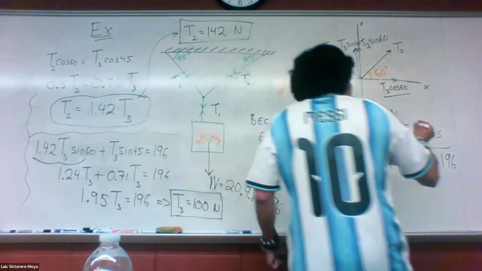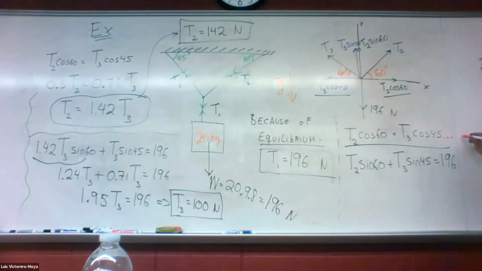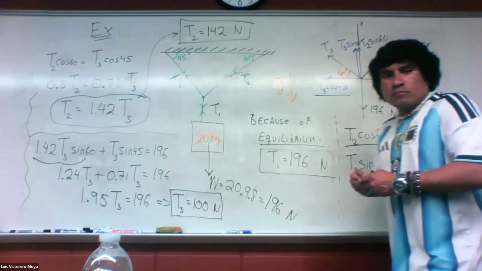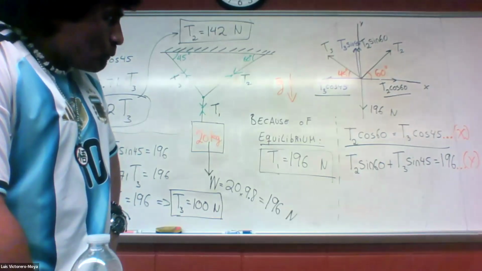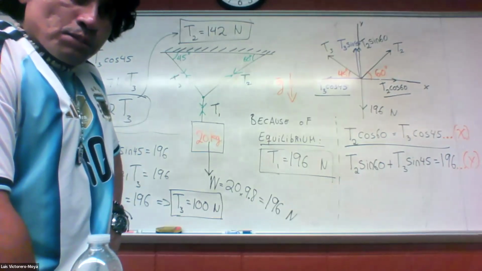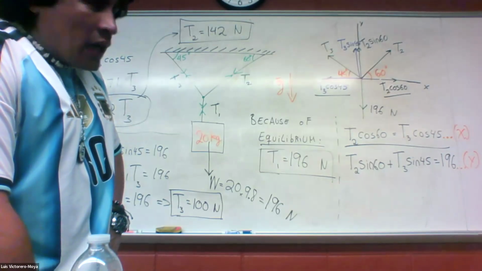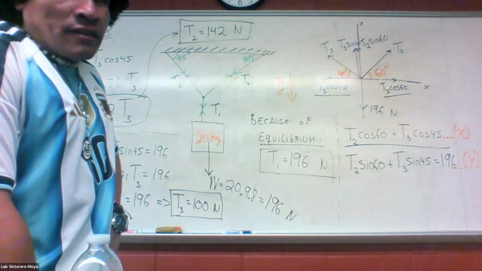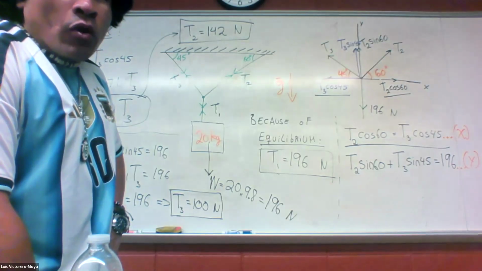For example, this was the X. This is the Y, right? The vertical and the horizontal. Wait, I have a question. Yeah. The horizontal is like the T2 cosine 60 equals T3 cosine 45. They're equal to each other because it's in equilibrium, right? Yes. It's not moving. As long as you understand the physics, practice will give you more confidence on the math.